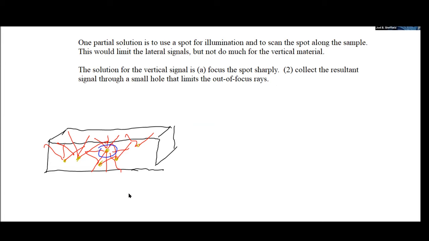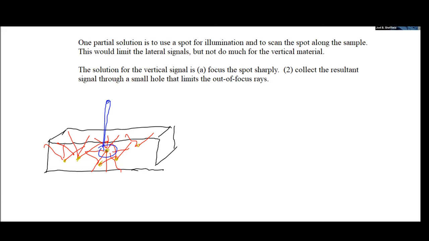That is, instead of illuminating the entire sample, let's just illuminate it with a single spot. And let's see how I'm going to indicate a single spot of light. Let's make it like a little cylinder. Okay. And so I illuminate with just a single spot of light.